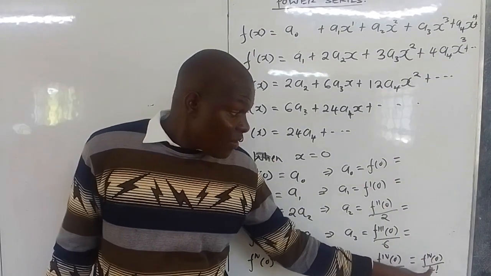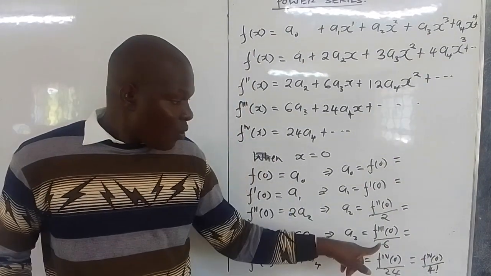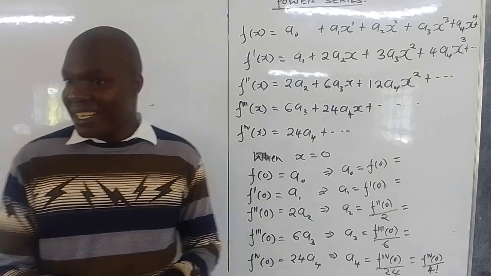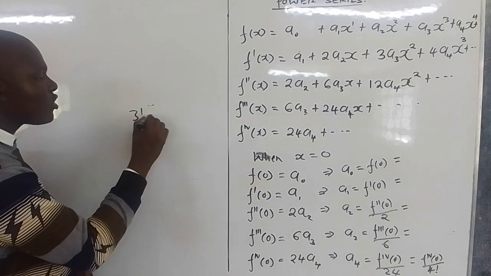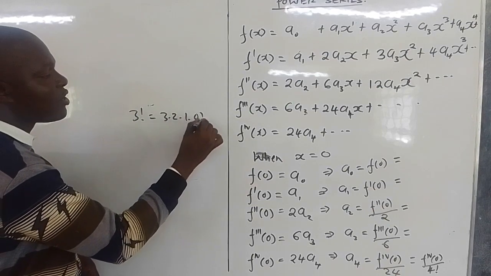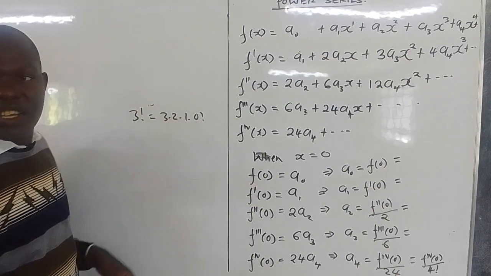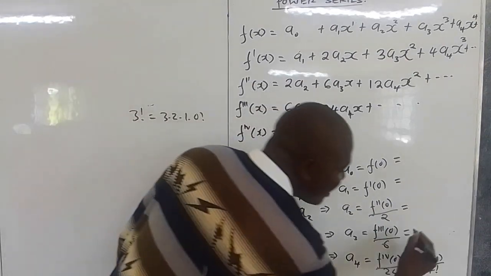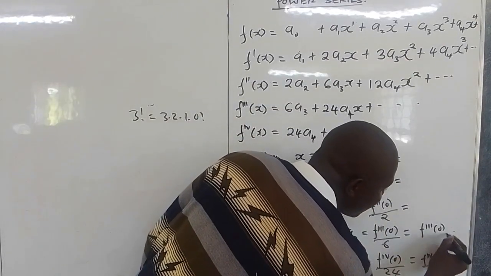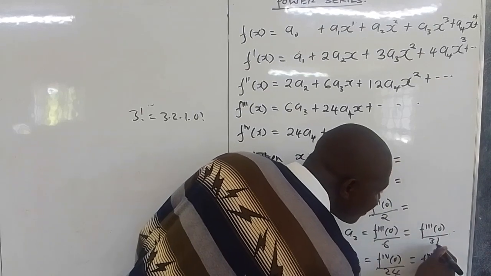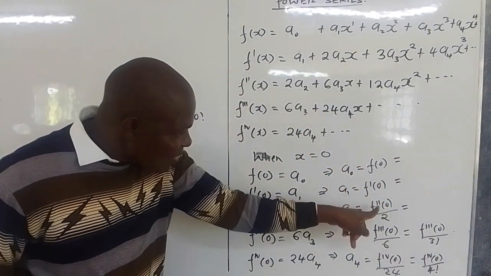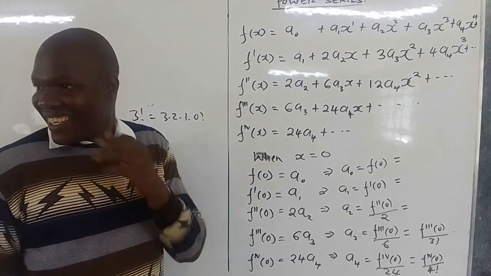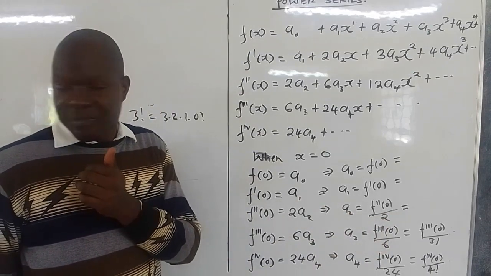Meaning if you have fourth derivative, it is over 4 factorial. Then what is 6? 6 is 3 factorial, isn't it? 6 is 3 factorial. Because 3 factorial is 3 times 2 times 1 times 0 factorial. 0 factorial is 1. 3 times 2 is 6 times 1 times 1 is 6, isn't it? Are you seeing that? So it means if you have f triple prime of 0, then it is over 3 factorial if this here is triple. Meaning if this is f double prime, it is over 2 factorial because 2 is the same as 2 factorial, isn't it? Are you seeing that?